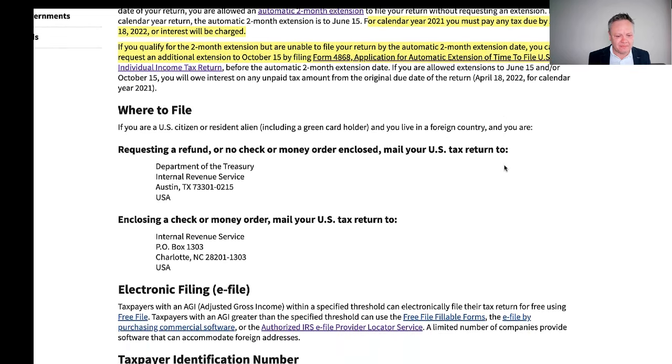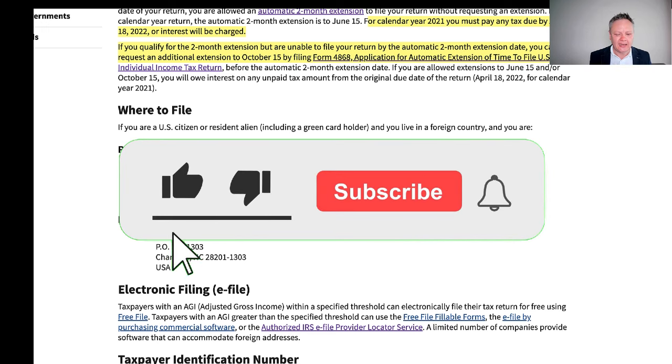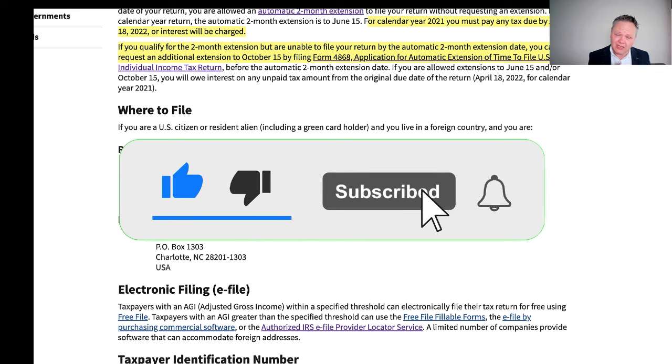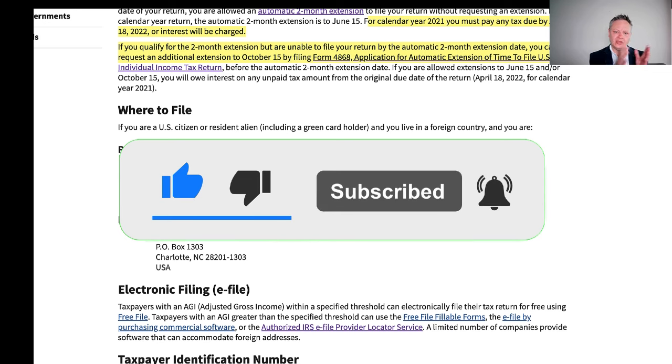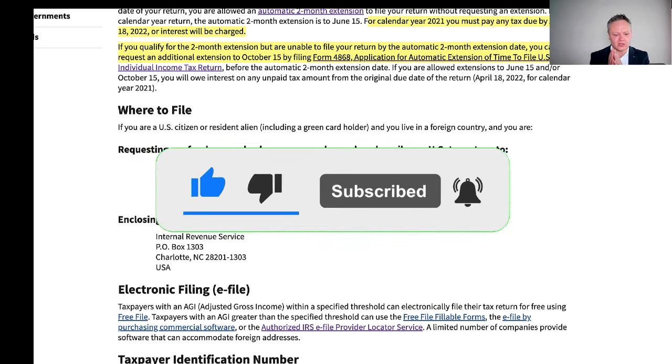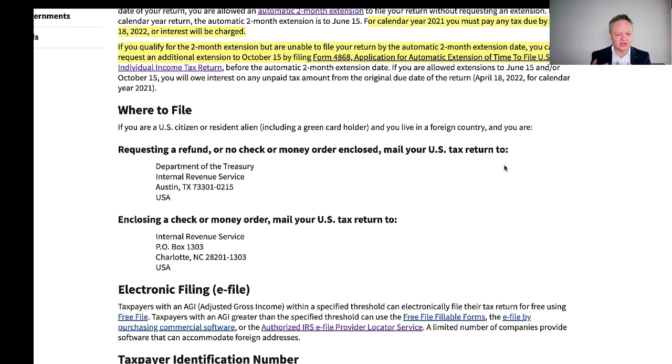There is an automatic deadline of 2 months. So if you are abroad, you do not need to notify the IRS about this. You are given that 2-month automatic deadline, and there's no issue with that. However, now we go from April the 18th all the way to June, and we're going to say, well, if we're given that 2 months, is there an extra extension? Yes, otherwise this would be a rubbish video.